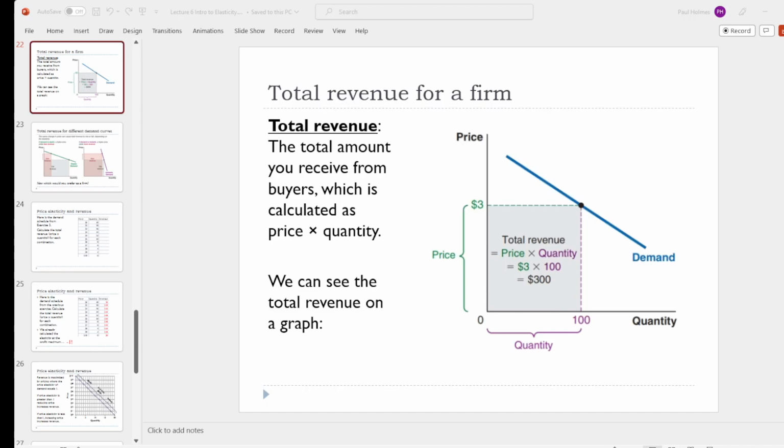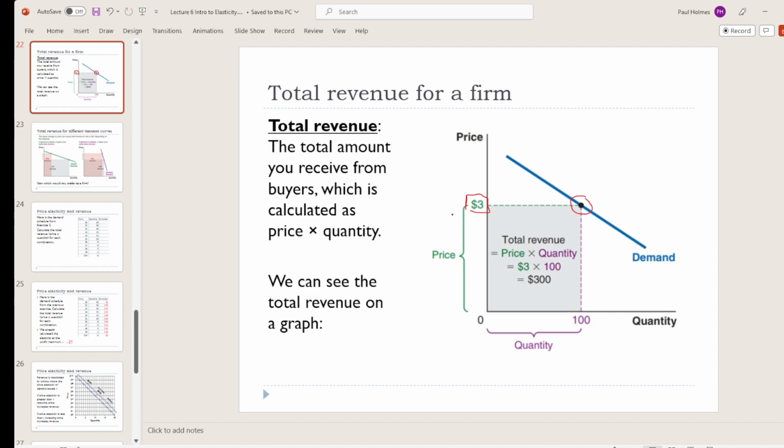Okay, next we're going to start thinking about how much money we receive as a firm depending on the demand curve and the price that we choose. So let's suppose we face this demand curve with this particular point on it, $3 and a quantity of 100, and that was the price that we chose to sell for.